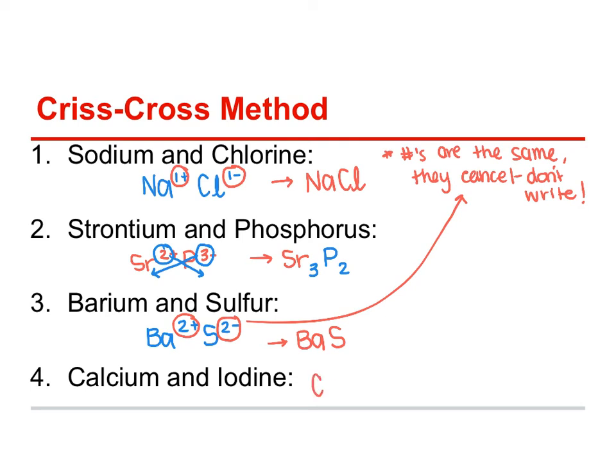Calcium has 2 valence electrons. When it loses those 2, it becomes a 2+. And iodine has 7 valence electrons. So 7, 8, when it gains 1, it's happy. They are not the same, so we're going to cross them. So the calcium will get the 1. Remember, we don't write ones. And the iodine will get the 2. So it is CaI2. So you guys can now do the ionic bonding crisscross method worksheet.